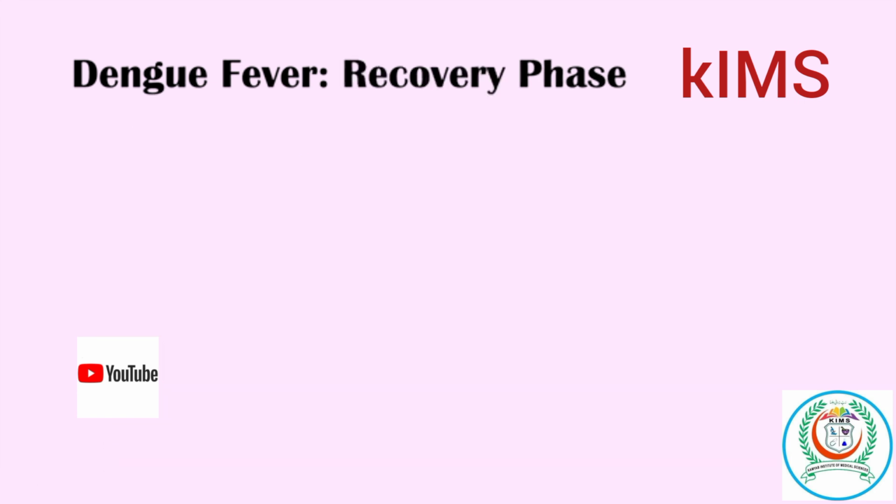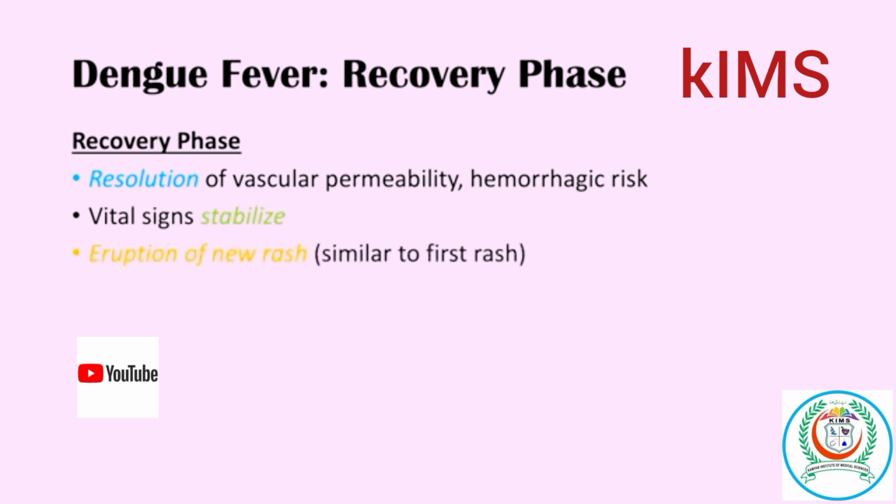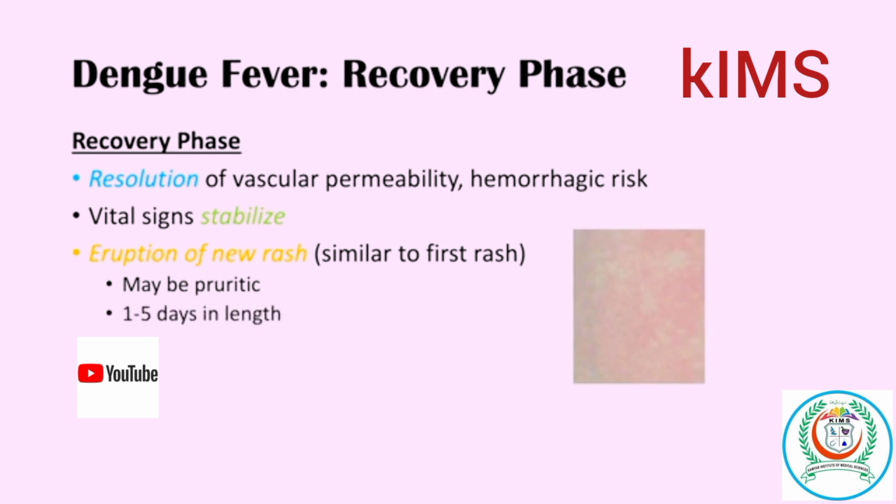And the third phase is the recovery phase. So recovery phase, as its name suggests, is essentially resolution of all those problems we talked about. Resolution of vascular permeability and the hemorrhagic risk. The vital signs also stabilize, but you may also see an eruption of a new rash, similar to the first rash. So again, it looks exactly the same. It's a maculopapular rash.